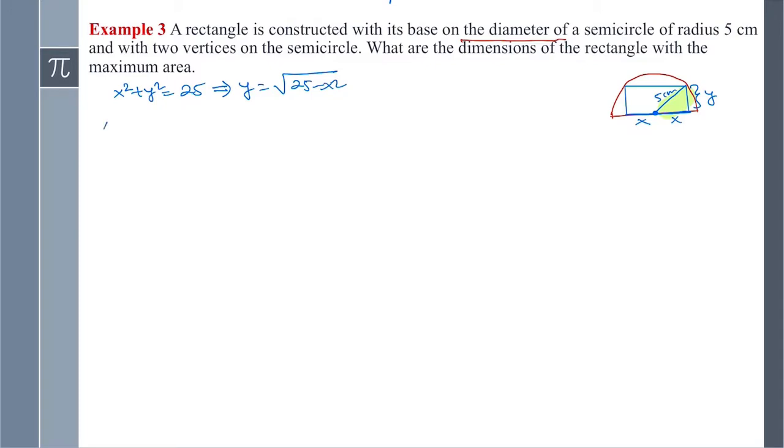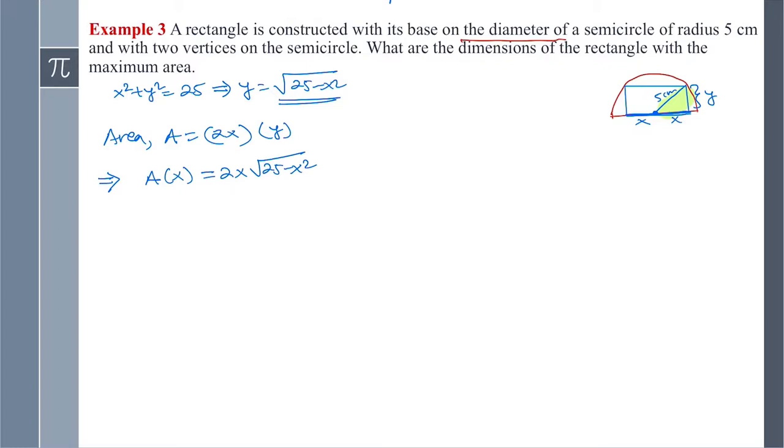And then let's find the area of the rectangle. So area A equals, the base of the rectangle is x plus x, 2x, or the length, times the width, or the height of the rectangle, which is y. So the area is 2x times y, where y equals the square root of 25 minus x squared. We can rewrite this as a function of x. So area as a function of x equals 2x times the square root of 25 minus x squared.